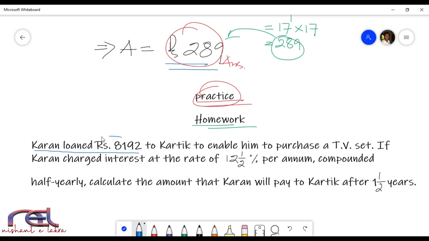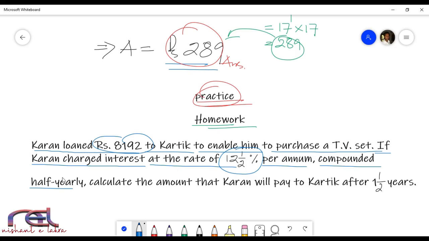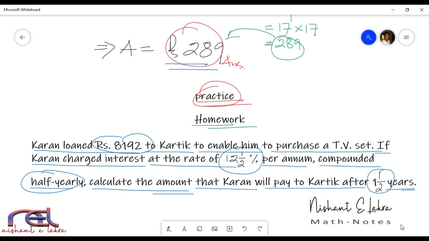This is a homework for you. Karan loaned rupees 8,192 to Karthik to enable him to purchase a television set. If Karan charged interest at the rate of 12.5% per annum, which is compounded half yearly, what you have to find? You have to calculate the amount that Karan will pay to Karthik after 1.5 years. I hope you can do this. I hope you have understood it. Keep learning.